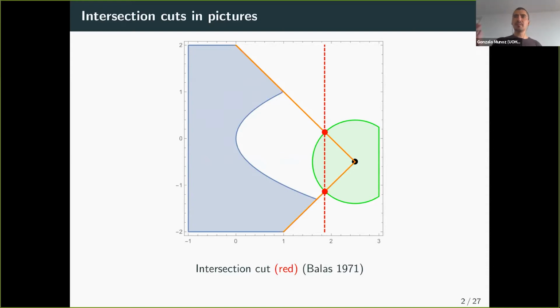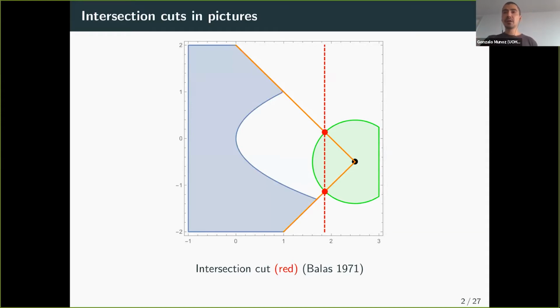This was introduced by Balas, although these types of cuts were used before by Tuy in his concavity cuts. But since they were introduced by Balas, they have been largely studied in the integer programming community.